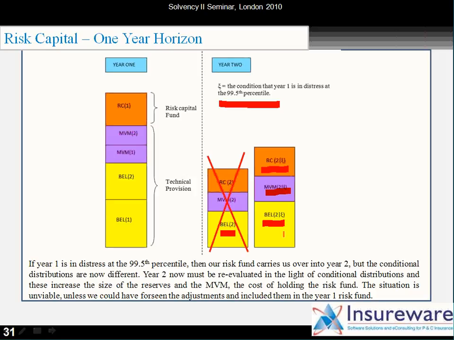So correlations means that if the first year is in distress, all the distributions for the subsequent years will be different. So it changes the total profile, the total picture in terms of the technical provisions, the conditional technical provisions, and the kind of capital you might need to raise for each year.